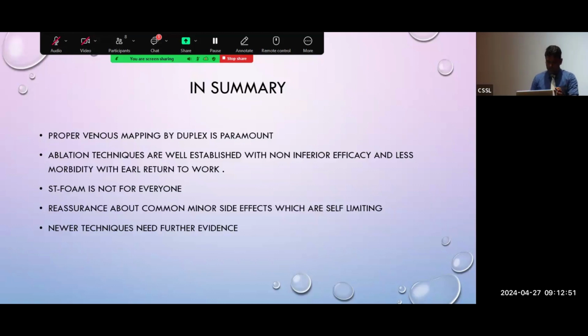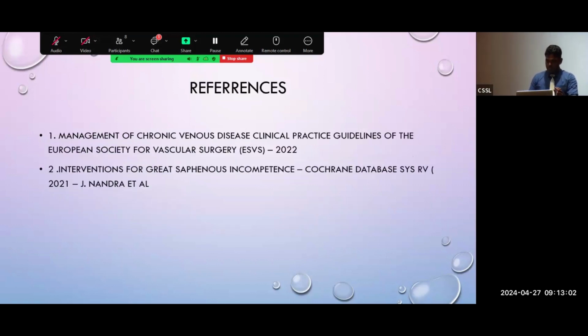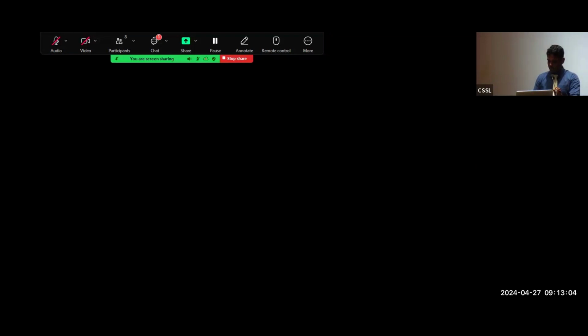Reassure patients about common minor side effects, which are self-limiting. And newer techniques, as I told you, still need further evidence before we replace the existing techniques. So these are my references. Thank you. Any questions?